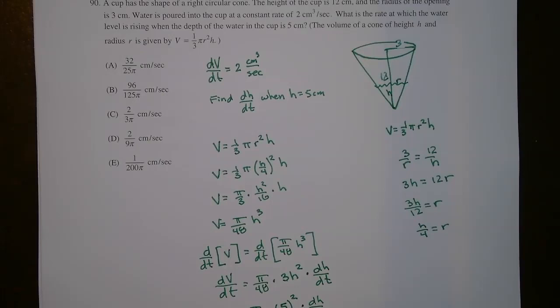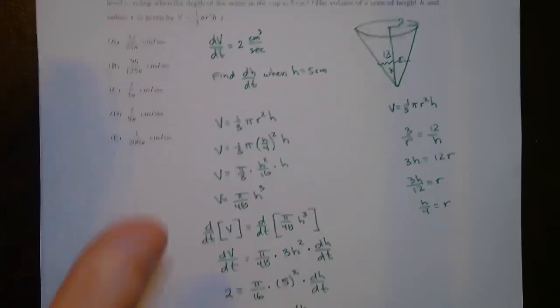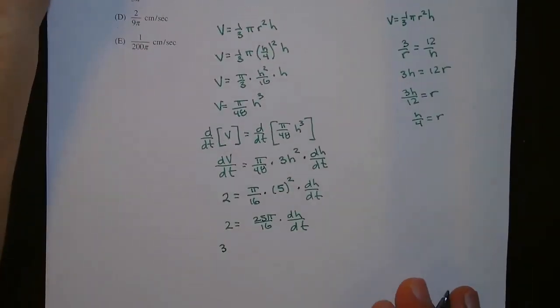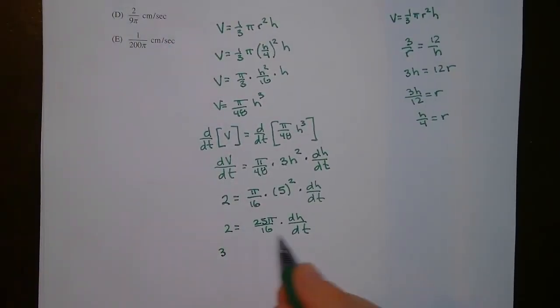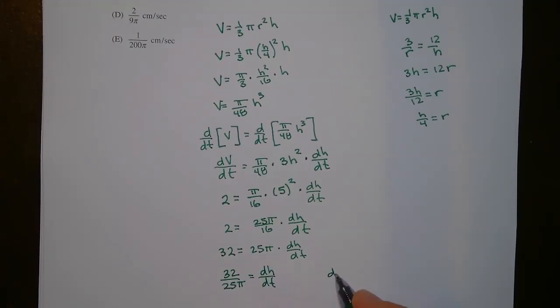Multiplying both sides by 16, I would get 30. I just realized you can't see it. Dang it again. Okay, so multiplying both sides by 16, I get 32 is equal to 25 pi times dh over dt. Dividing both sides by 25 pi, I get 32 over 25 pi is equal to dh over dt. So dh over dt is equal to 32 over 25 pi.